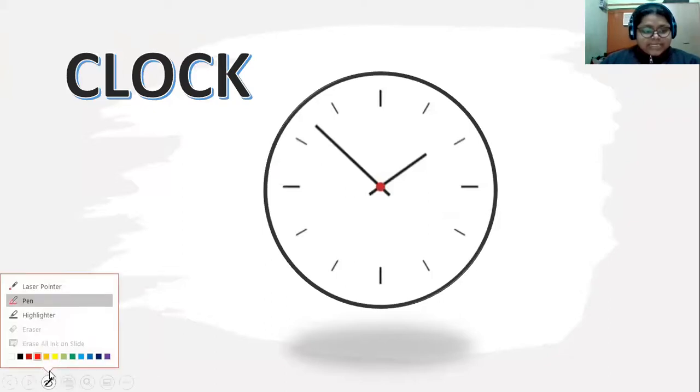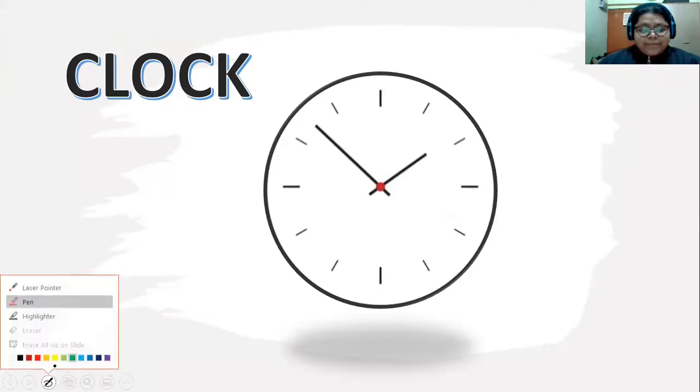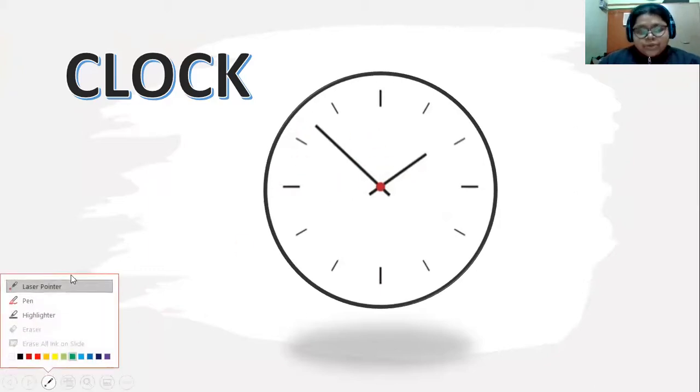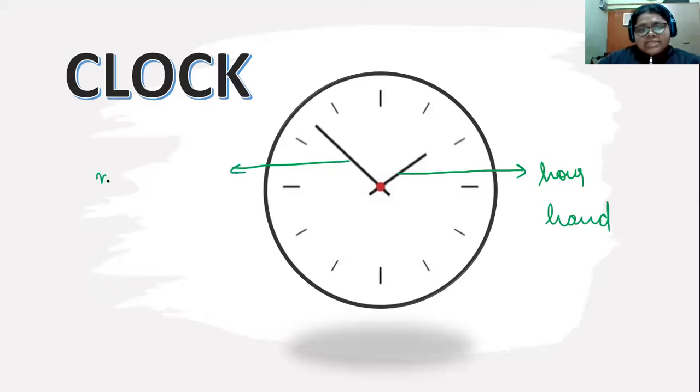I hope you can see the screen. Okay. So on the screen, you can see a clock and you can see there are two hands. One is short and the other is long. So if you see this one, there is a short one and there is a long one. So the short one is known as the hour hand and the long one is known as the minute hand.